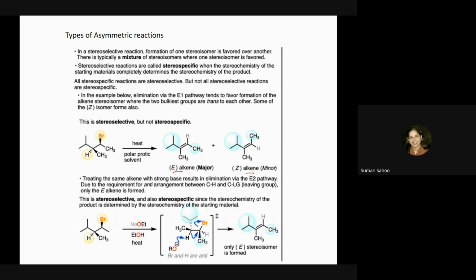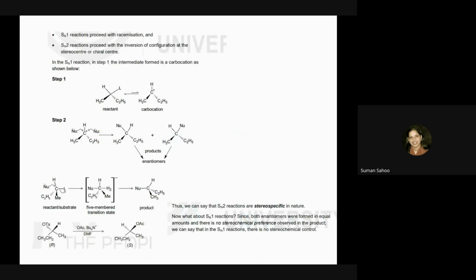But if we just see this elimination reaction, we do not have any choice, and if you take a bulkier base, then only this hydrogen will be removed and you are going to get only one stereoisomer. So that is known as stereospecific. This one would give only this isomer, so that would be your stereospecific. For example, in the case of your SN2 reactions, this one.